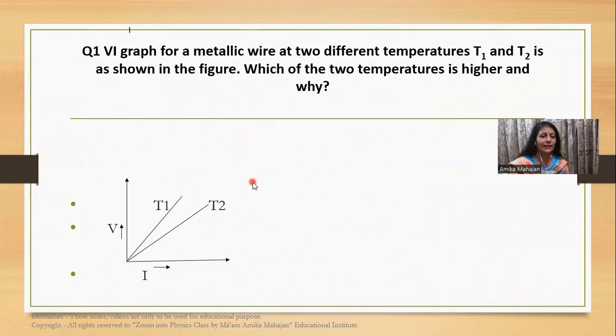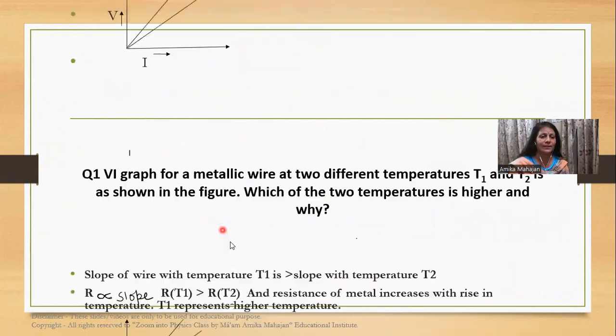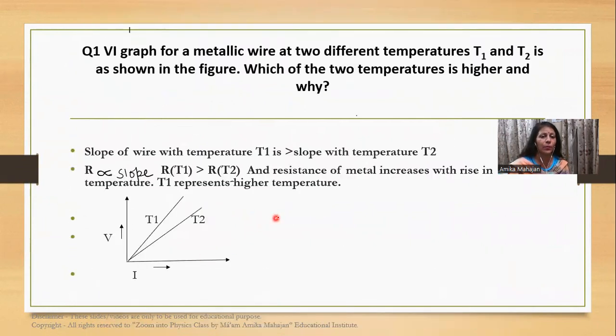Now in the VI graph, V is along the y-axis and I is along the x-axis. So slope will be perpendicular upon base, so it will be delta V upon delta I. And this will be equal to resistance. So slope represents resistance, and we know that if the slope is more, resistance is more.